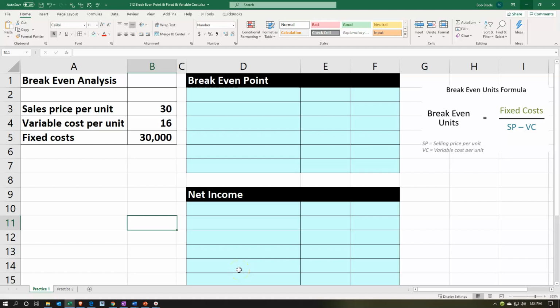Here we are in Excel. Note that we have two tabs here. We've got Practice 1, Practice 2. You may have 4 tabs in your Excel worksheet if you're following along with this, 2 with the answers, 2 with the worksheet that will look like this.